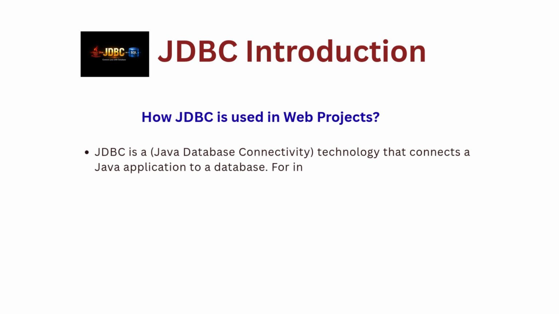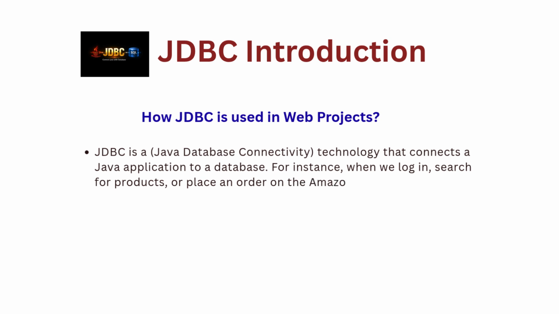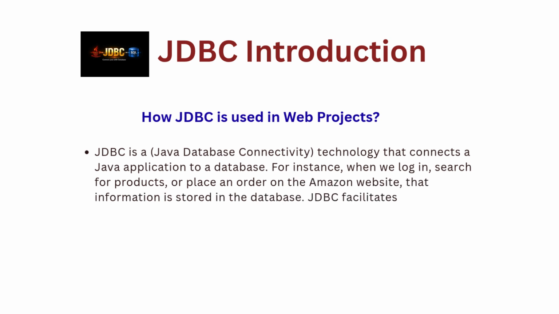For instance, when we log in, search for products, or place an order on the Amazon website, that information is stored in the database. JDBC facilitates communication between the Java application and the database.